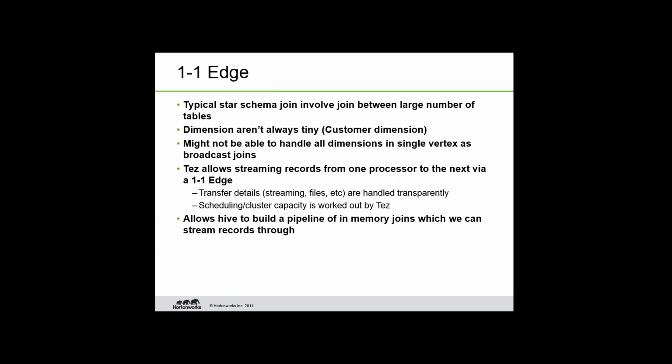One of them is called a one-to-one edge. It is based on a typical star schema join involving a large number of tables, and dimensions are not always tiny. It could be based on the customer dimensions as well, so it might not be able to handle all the dimensions in a single vertex as the broadcast join does. Tez also allows streaming records from one processor to the next via these one-to-one edges. The transfer details, like streaming files, etc., can be handled transparently, and scheduling cluster capacity is also worked out by Tez itself. So the framework itself is capable of handling all of these capabilities.